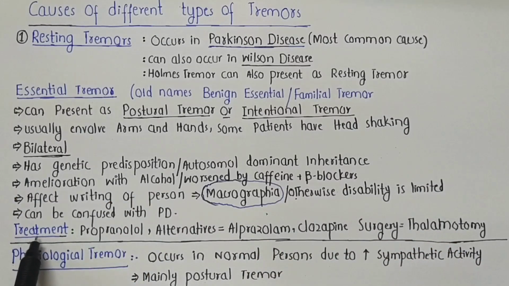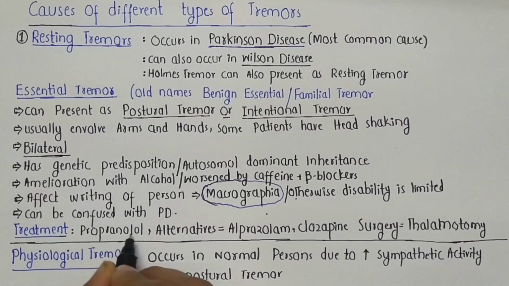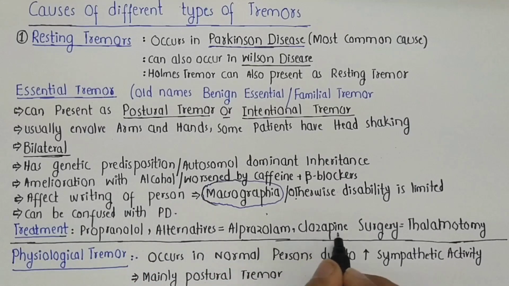Now let's talk about the treatment of essential tremor, how we actually treat it. We can treat essential tremor with propranolol, and alternatives to propranolol include alprazolam and clozapine. If the medical treatment fails, we have a surgical option, the thalamotomy.